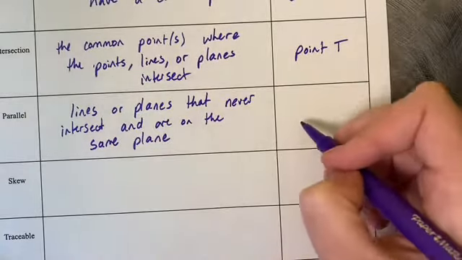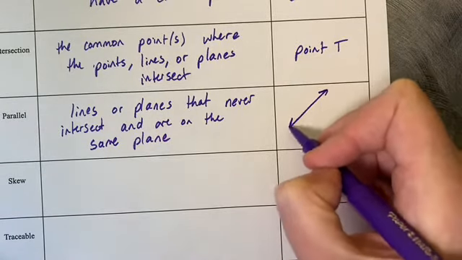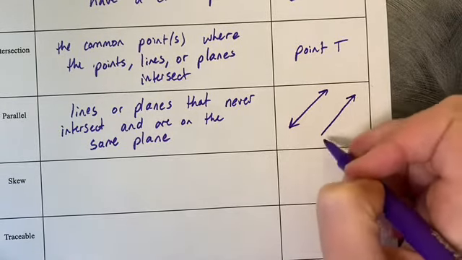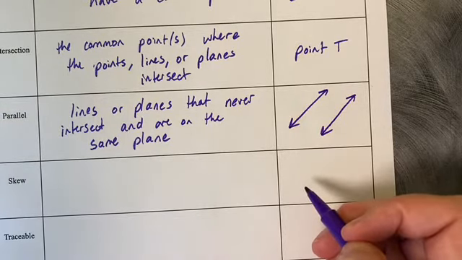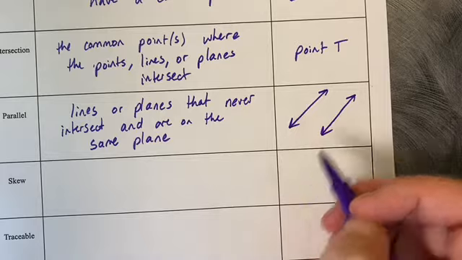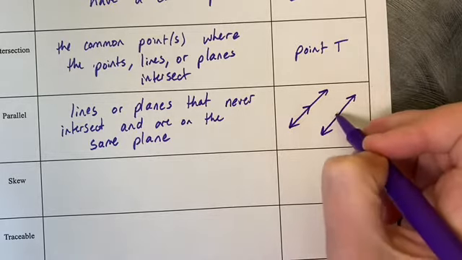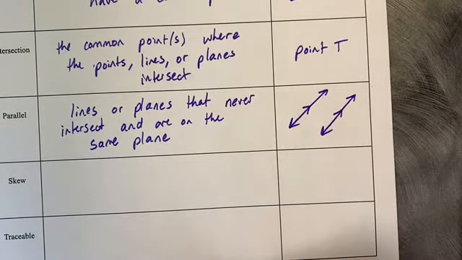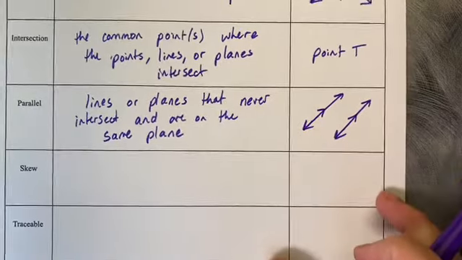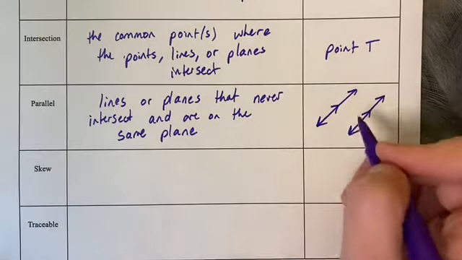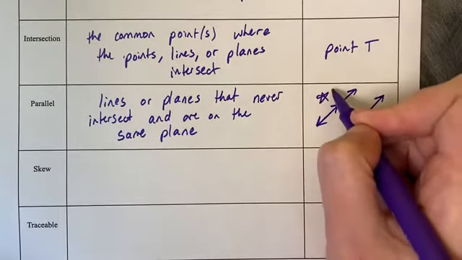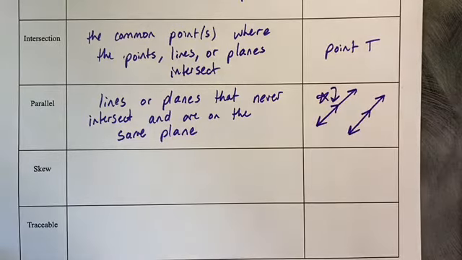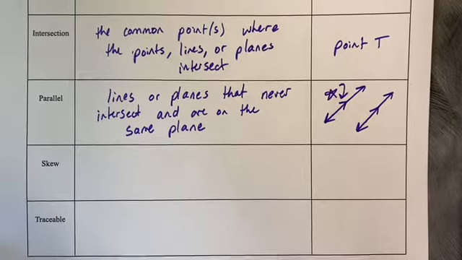So for example, these two lines look parallel to each other, but the way that you announce to the world that these two are parallel is that you use arrows that face the same direction. Even if I drew those not quite parallel, I have announced to the world that they are now parallel. Anytime you make parallel lines, make sure that you use the arrows. You will get marked off on a test or a quiz for not putting your arrows.